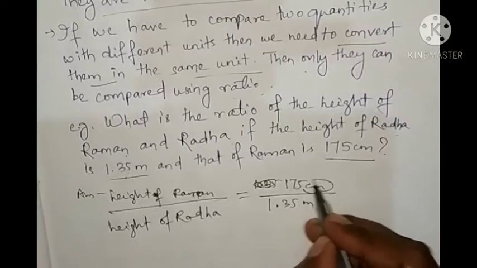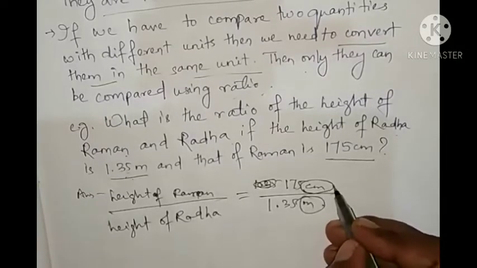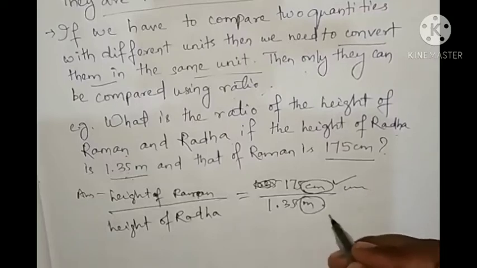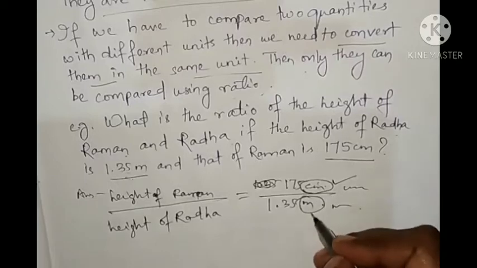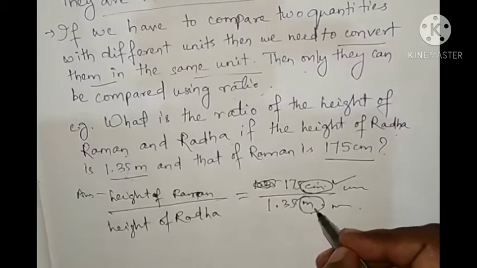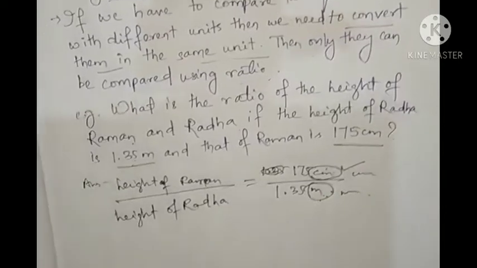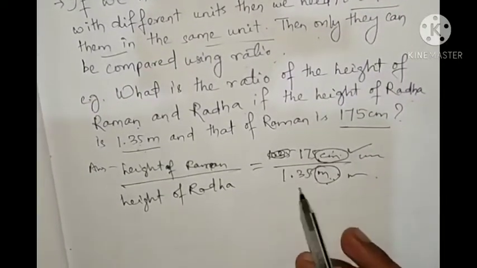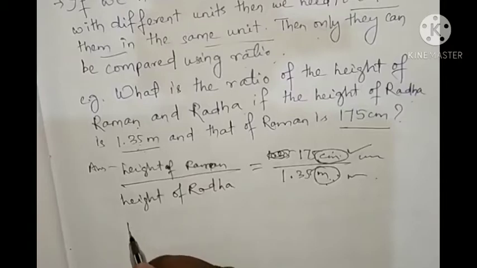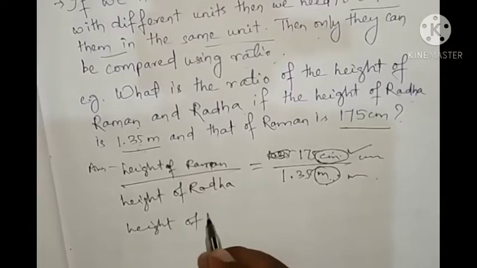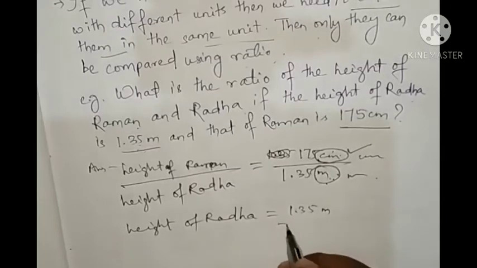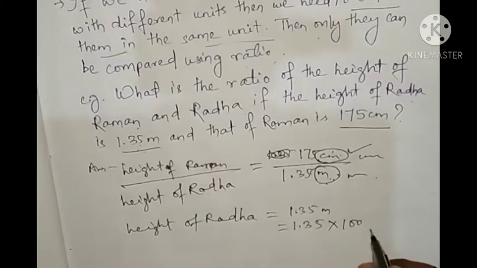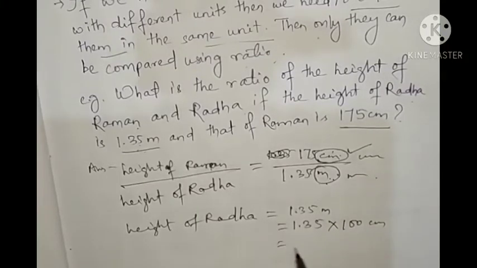So we cannot compare centimeter with meter. Either we will compare centimeter with centimeter or meter with meter. So either we will convert centimeter to meter and then we will compare, or we will convert meter to centimeter and then we will compare. So it is easy to convert meter to centimeter. So what you will write? Height of Radha equal to 1.35 meter equal to 1.35 meter into 100 centimeter. So what you will write?